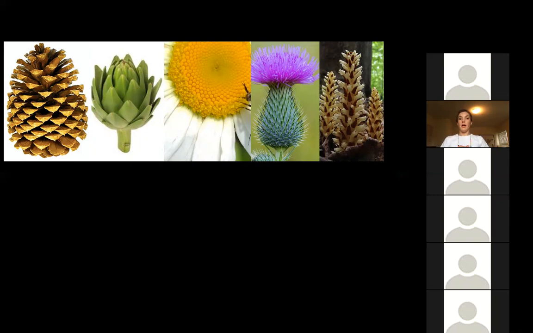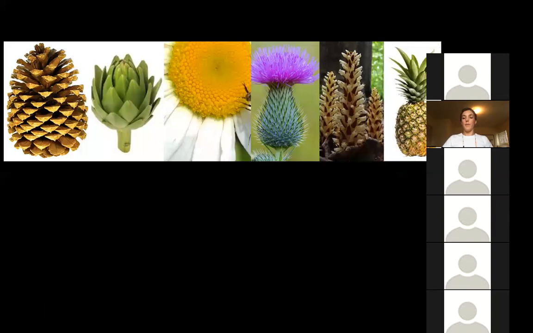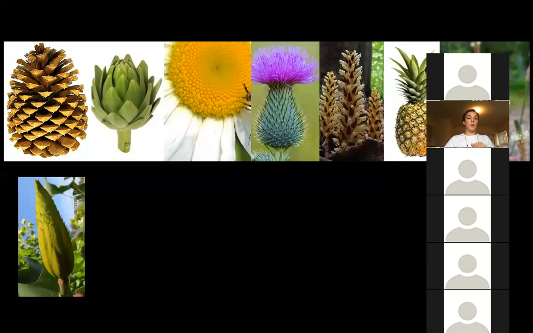I found Fibonacci numbers in what's called bear corn or squaw root, which is one of those cool plants that parasitizes the roots of a tree and doesn't actually produce any chlorophyll of its own. I found them in pineapples, in a plant called English plantain. This is the pod of a tulip tree that we have so many of here in Virginia, so you can go and find one of these for sure.